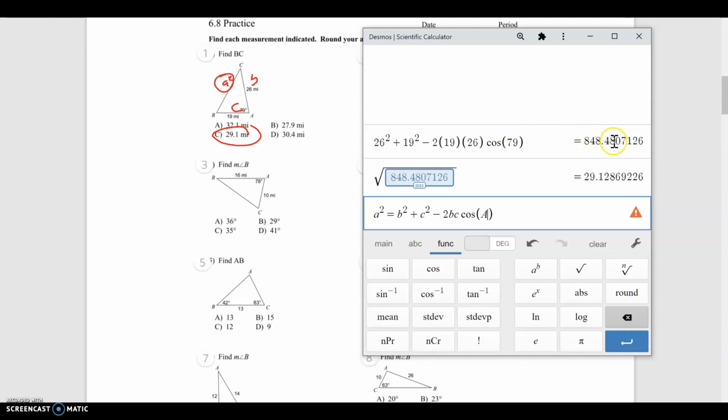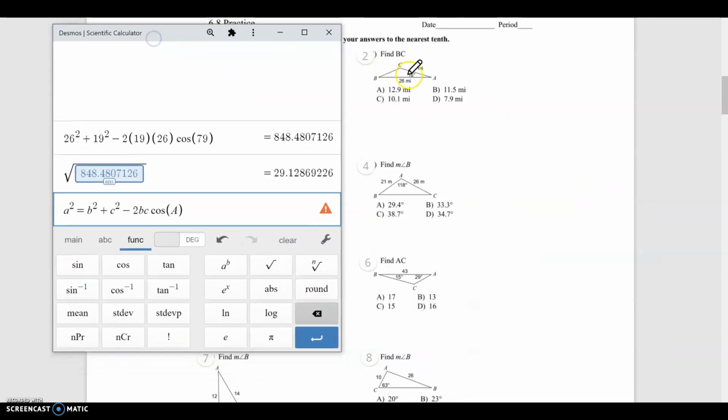I'll get 848. Now again, that's not my side because I need to take the square root. So you can see how I have the square root of the answer in there, and boom, my value is 29.1.